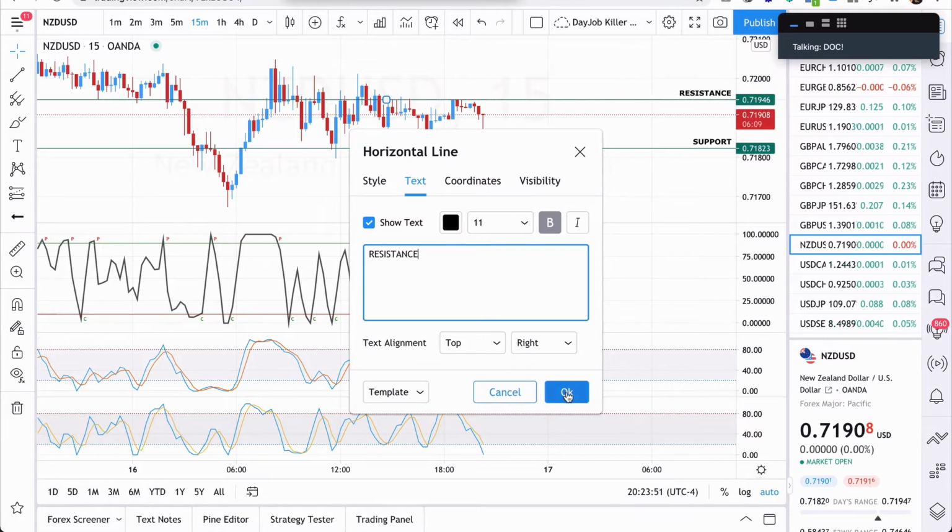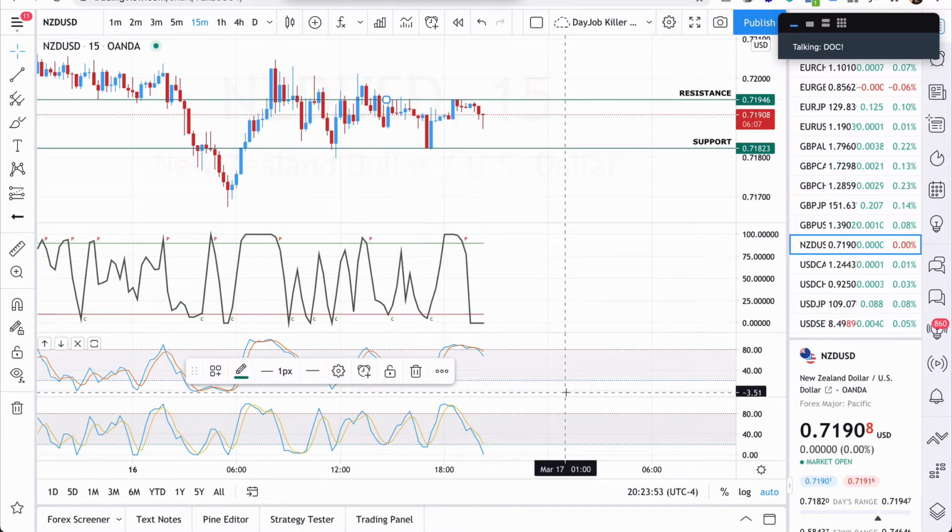Support basically means the floor of the market, the bottom of the market. Resistance simply means the ceiling of the market. So between those two levels, that's where we're looking to take our trades. We will definitely take trades that break out of that area, but we're looking to take trades within this zone.